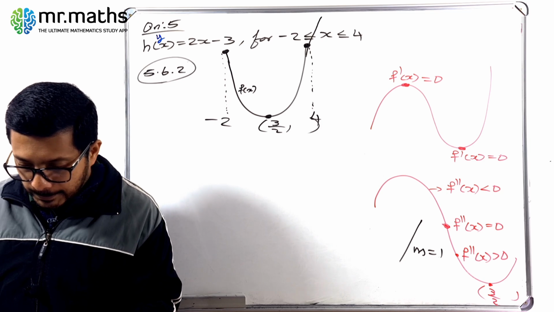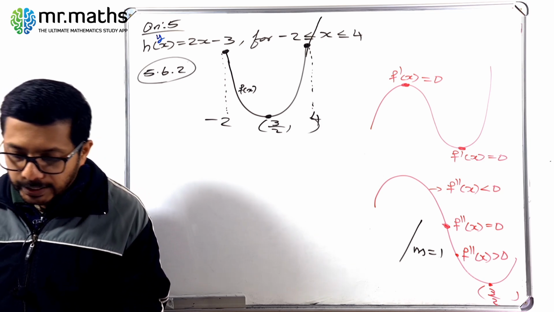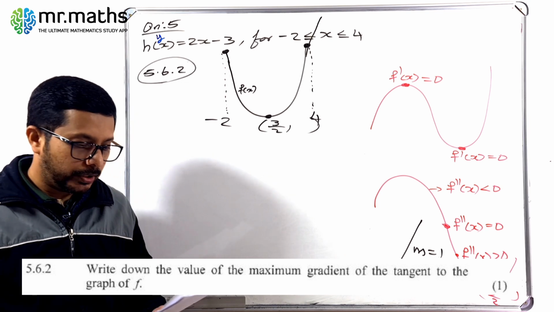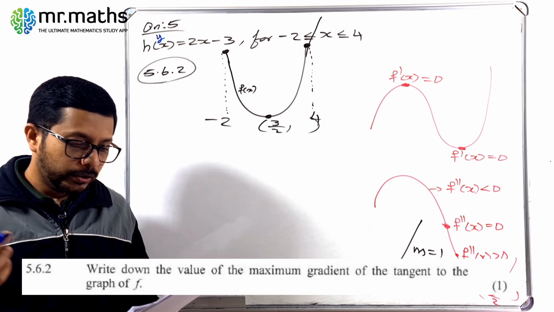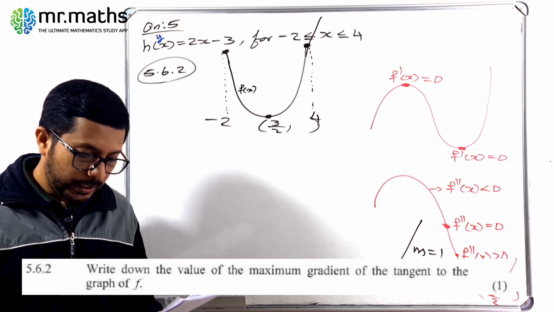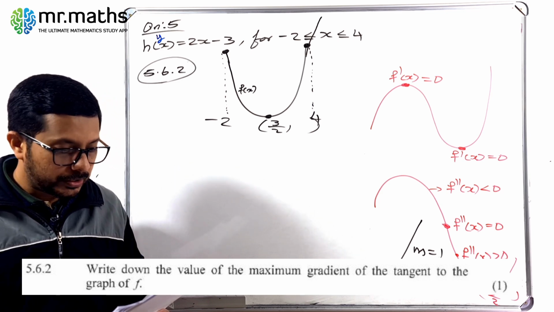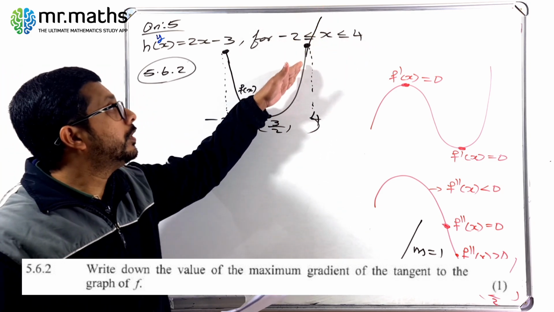Now what is our question? Write down the value of the maximum gradient of the tangent to the graph of f. So you have to find the value of the maximum gradient of the tangent to the graph of f. So we have to find the gradient of this one.